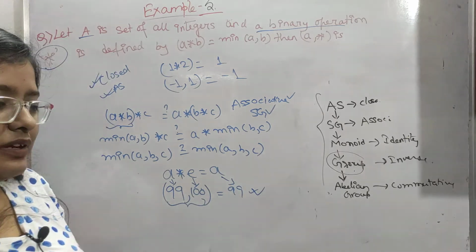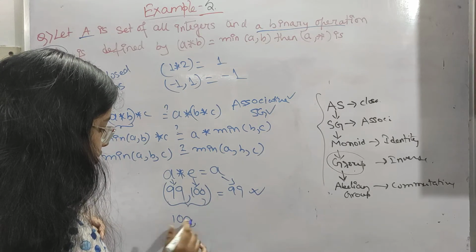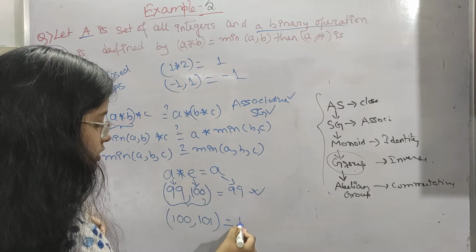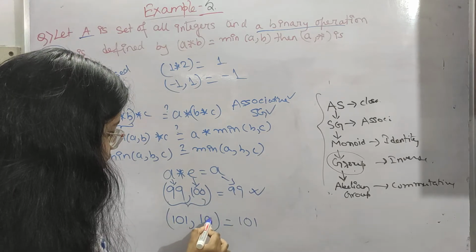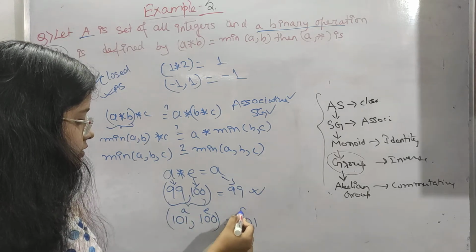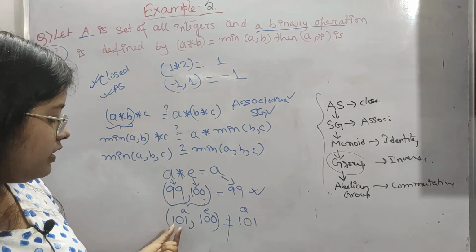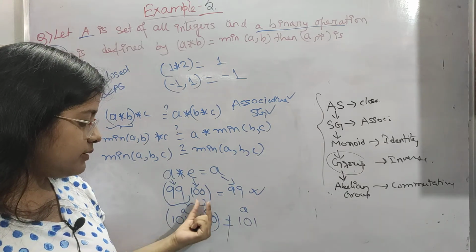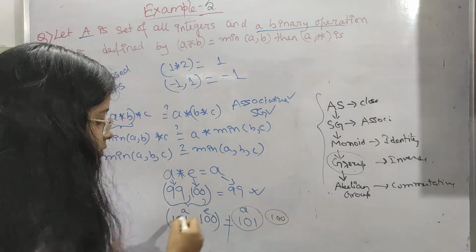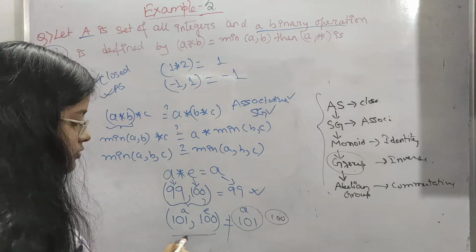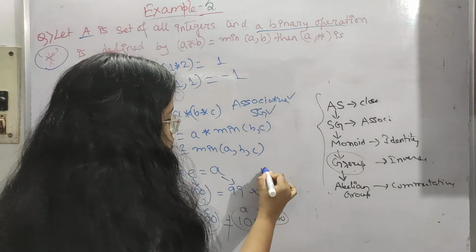So this is actually true, but you cannot just take one example. Let's take another example. If in place of A we put 101, and E is always going to be the same, so E is 100. Then the minimum of these two elements has to become 101, but it is coming as 100. So it is not giving us a perfect identity element. If we don't get a perfect identity element, then there is no identity element.